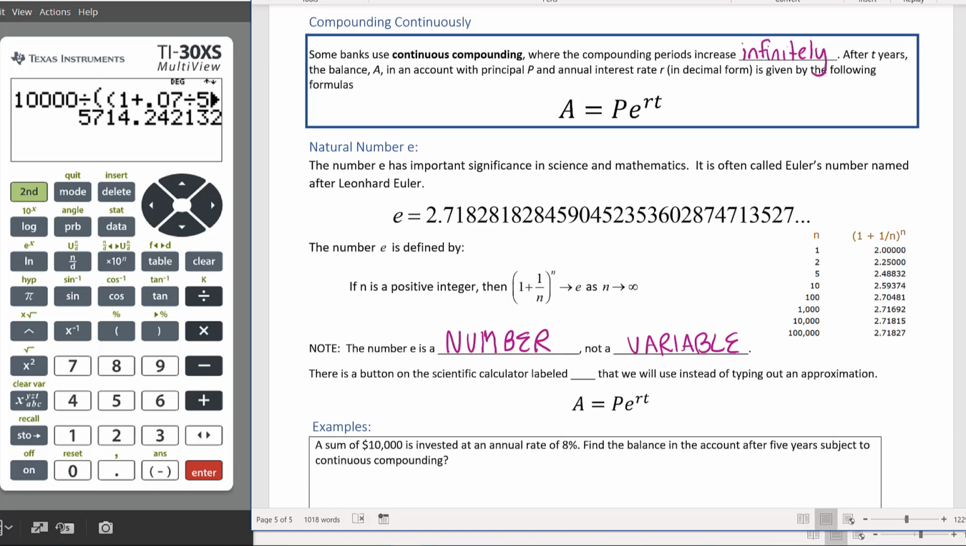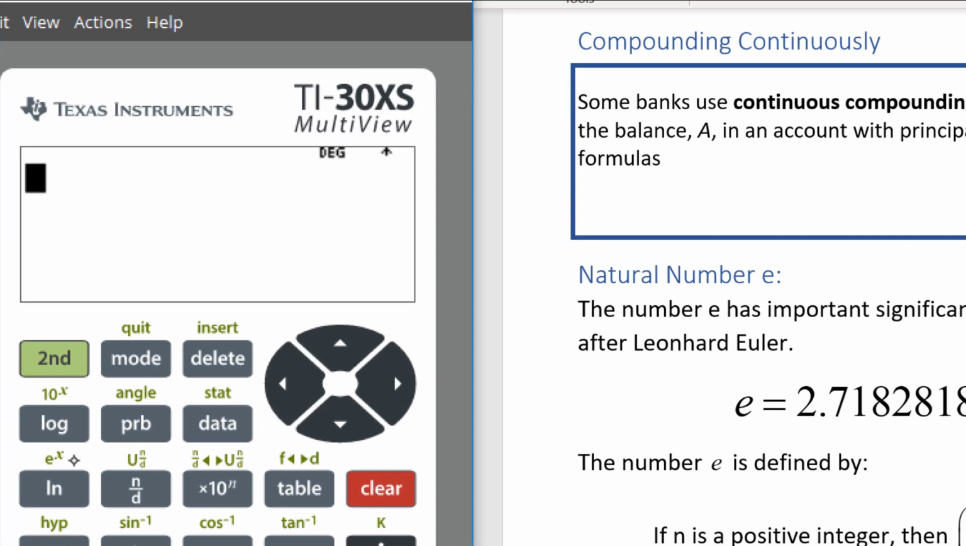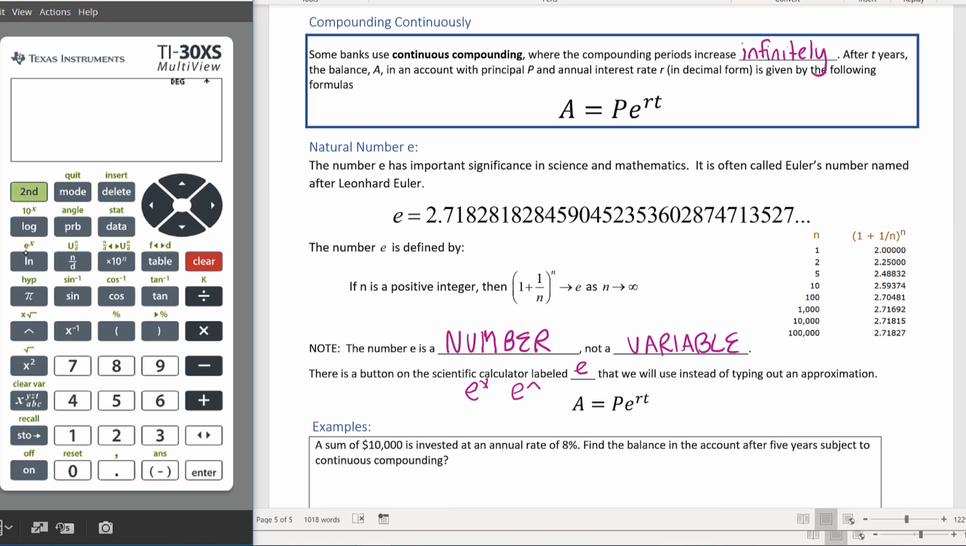There's a button on your scientific calculator labeled e that we will use instead of actually typing out the approximation. Some calculators look like the button has e and then a caret next to it, or an e to the x. Okay, so there's a couple different ways your button might look, but it's all kind of the same. My calculator has an e button that's actually above one of the buttons. It says e to the x. That's the one we're going to be using. So it already starts the caret for you. The formula that we will use is A equals P e to the rt.